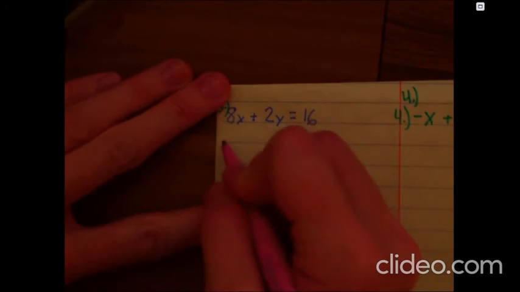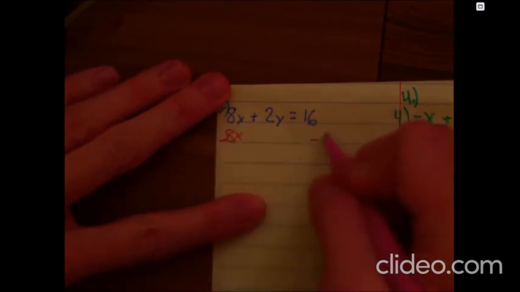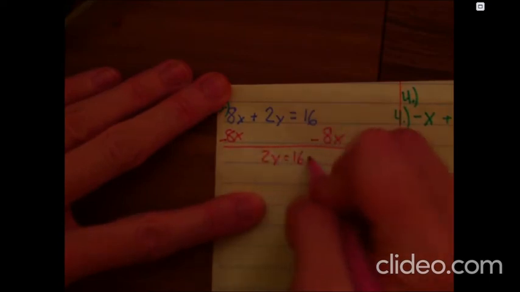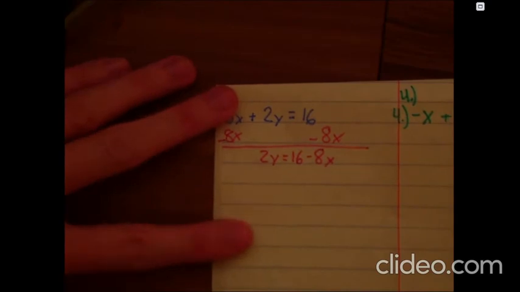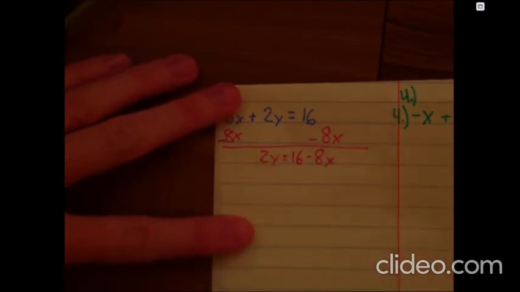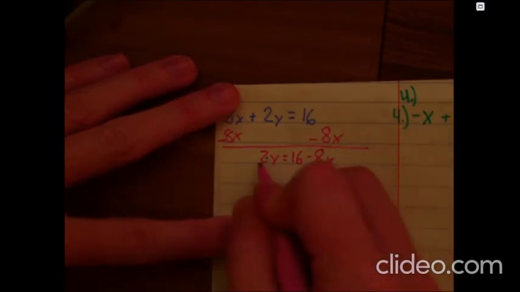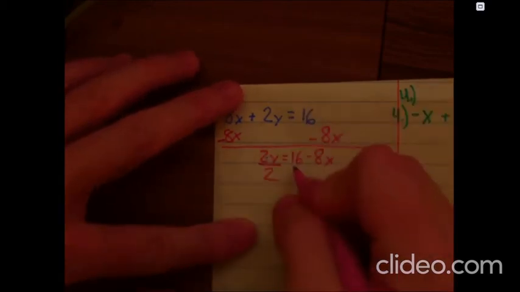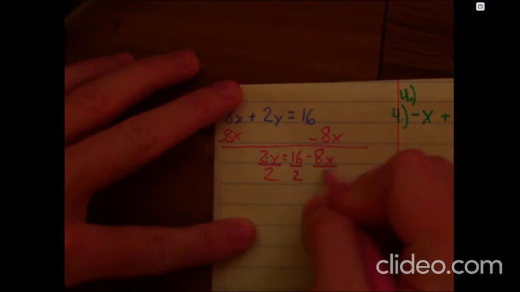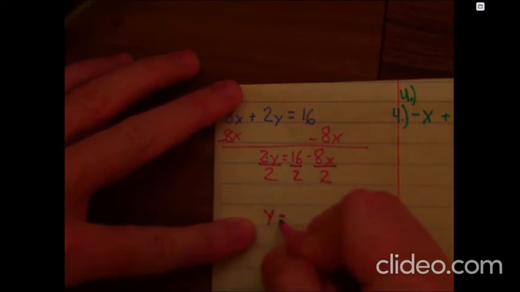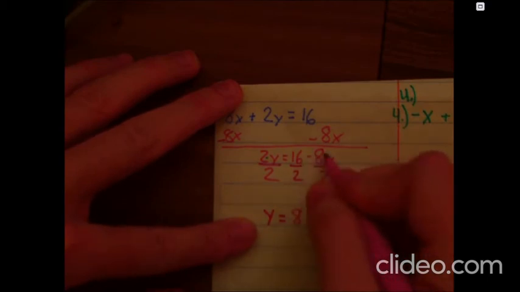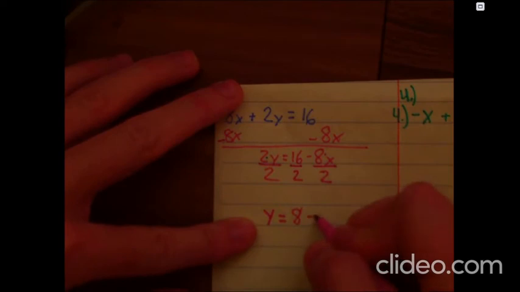I need to move my x's first by subtracting 8x from each side. I'm left with 2y equals 16 minus 8x. Okay, my next move, I need to isolate this y here. This is attached through multiplication, so the way that I undo that multiplication is by dividing by 2. We need to divide each term by 2. I'm left with y is equal to 16 divided by 2 is 8, negative 8 divided by 2 is a negative 4x.